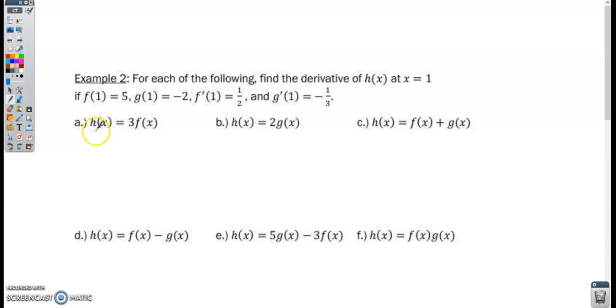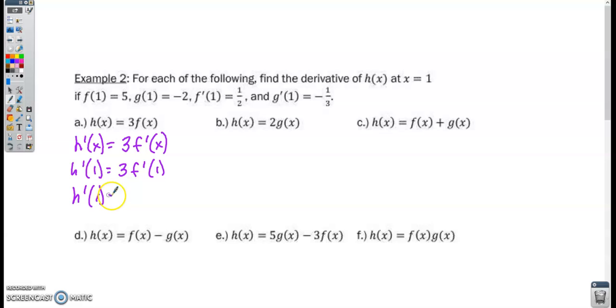The derivative of h of x equals 3f of x. So that's h prime of x. 3 is a constant multiple, and so the derivative of 3f of x is just going to be 3f prime of x. And so h prime of 1 is going to be equal to 3f prime of 1. And now we can substitute f prime of 1 in here, and we get 3/2.